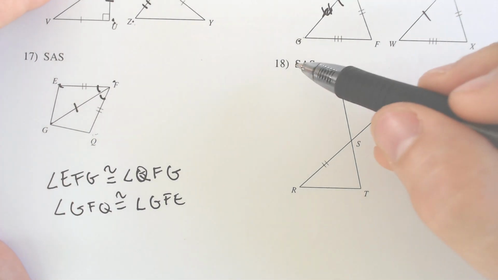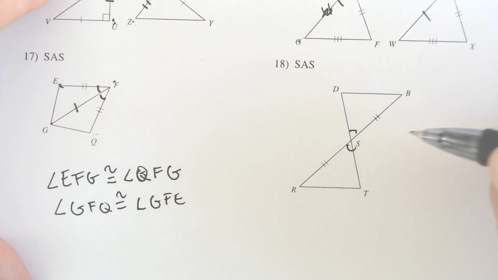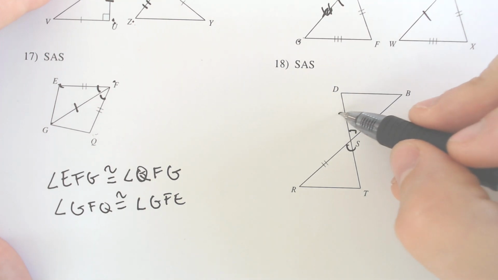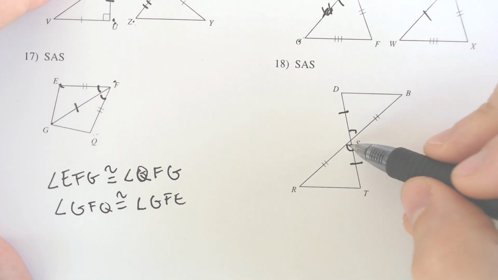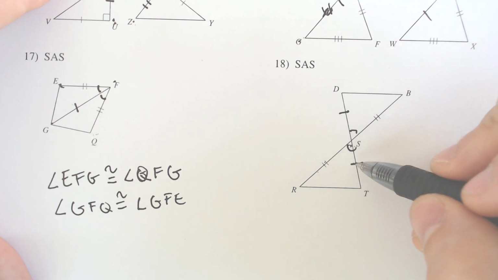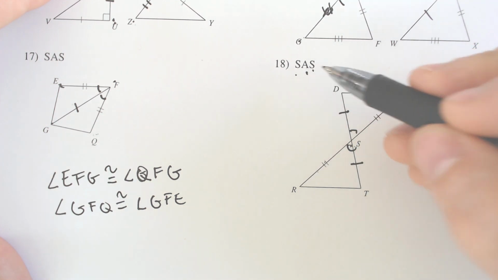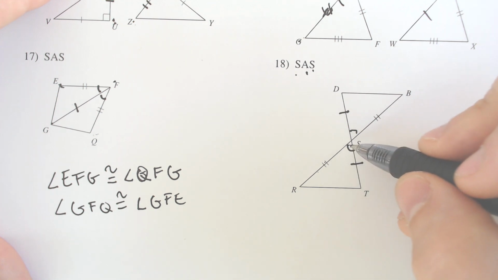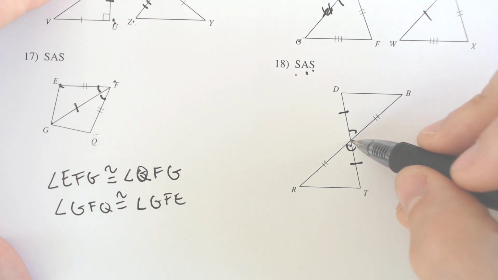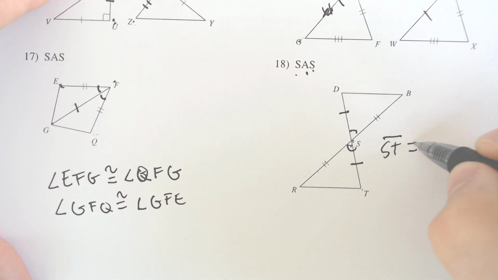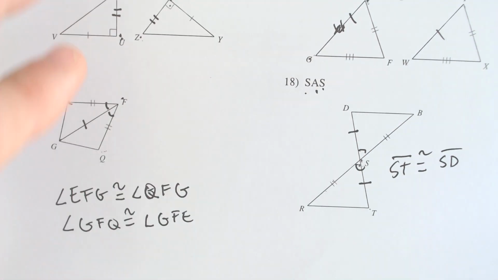And the last one, side angle side, we got shared angle in the middle. So that must mean that this side and that side must be equal if that angle must be equal to each other. And it must be in the middle for side, angle in the middle, side. So we have side ST must be congruent to side SD. I called it an angle, but it's a side.